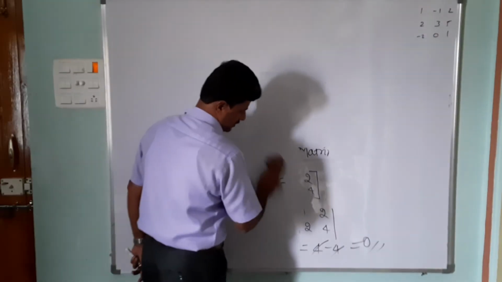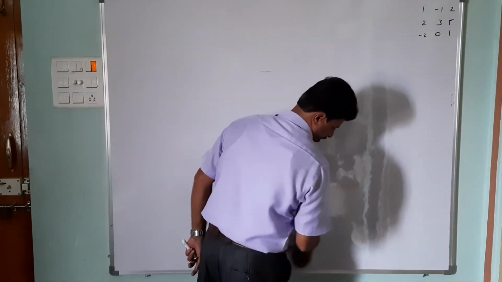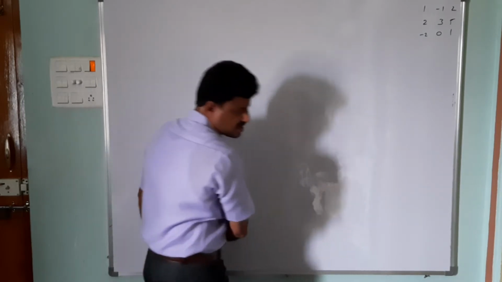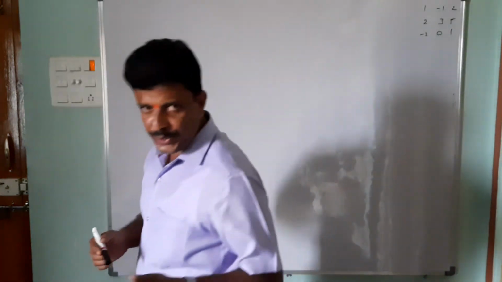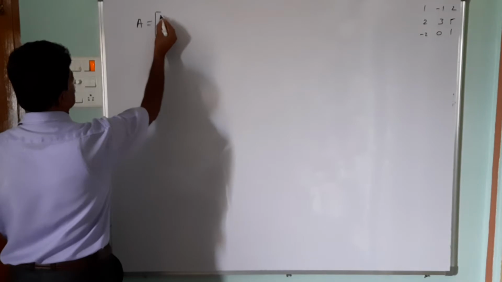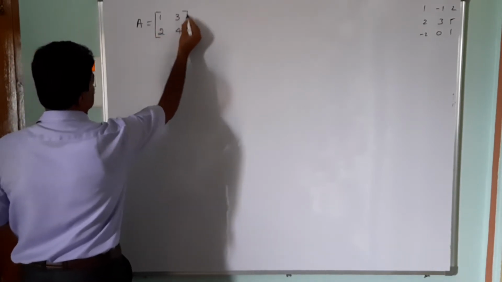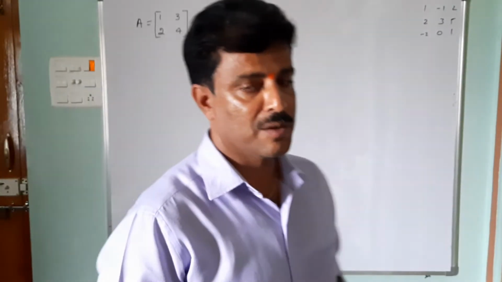Okay. Now let us see how to find the adjoint of a matrix. It is very simple. We already know minors and cofactors. Here also, first you should find the cofactors. So first I am going to take a 2 cross 2 matrix. Look here. A matrix is equal to 1 2 3 4. First you check that this is a non-singular matrix.